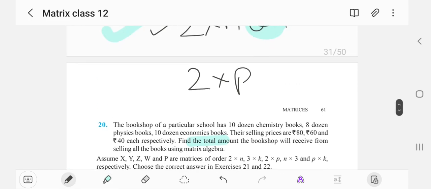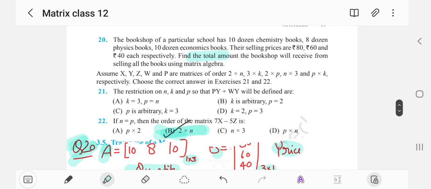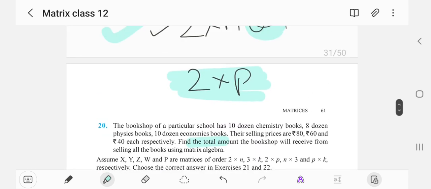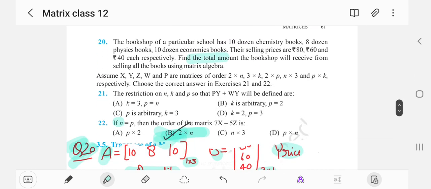If there was an option in which 2 by p was given, then we would mark that option. Both 2 by n and 2 by p are correct. Why? Because n is equal to p is given to us. I hope it is clear to you, right? So these questions are simple, just the basic concept which I have already explained to you while discussing this section and while explaining all the examples. I hope this is clear to you.